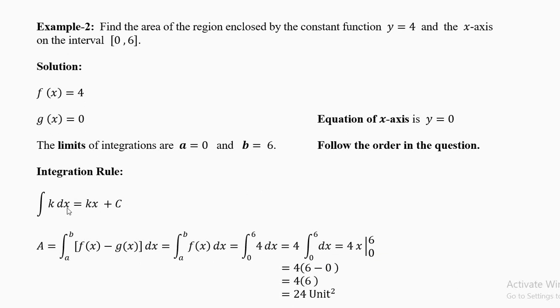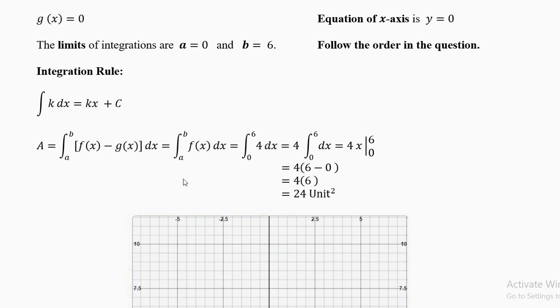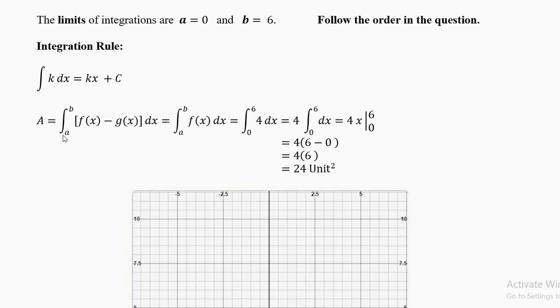Now the integration rule for the constant function is k dx. This k will come out. 1 dx integration is x. We do not need the plus c because this is definite integral, but we have to write it in the rule. Now the area is a to b f minus g, which is f of x, because g is equal to 0, f of x equal to 4.